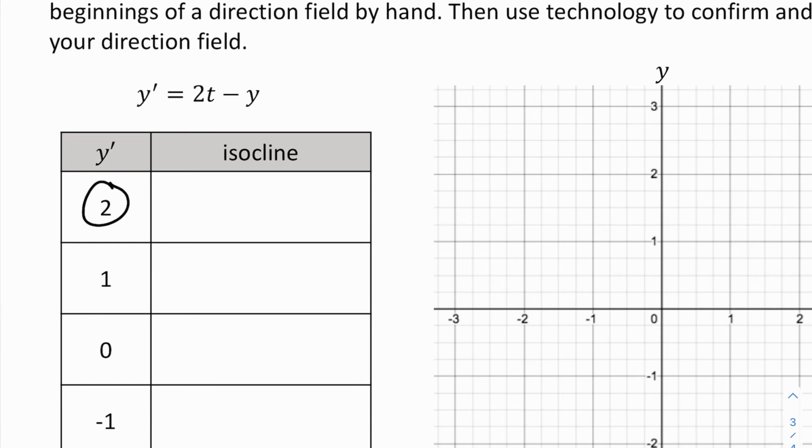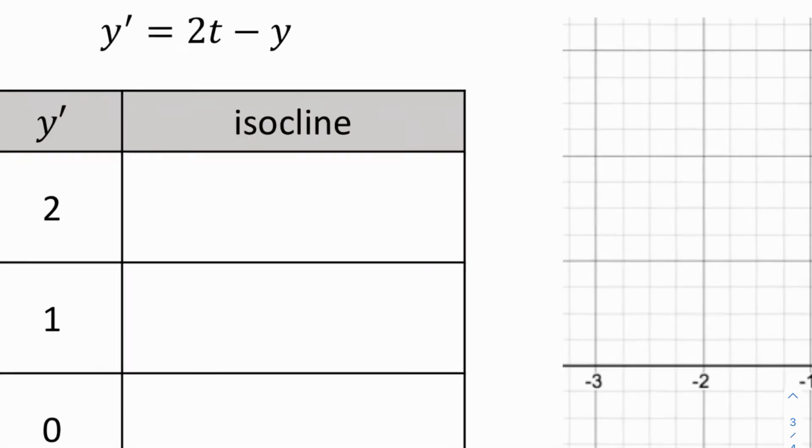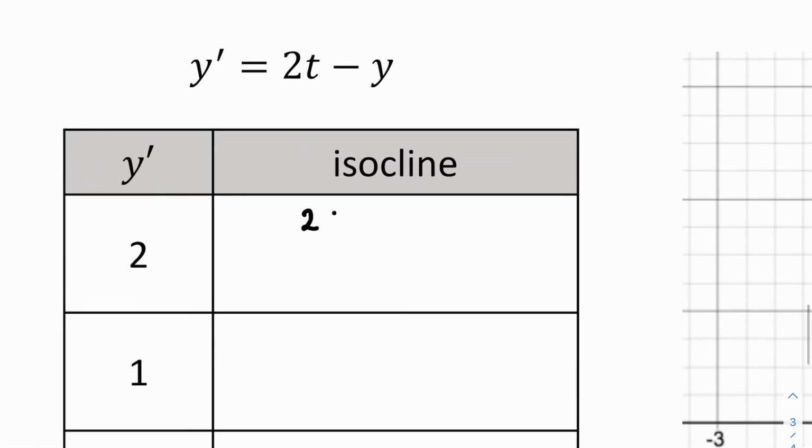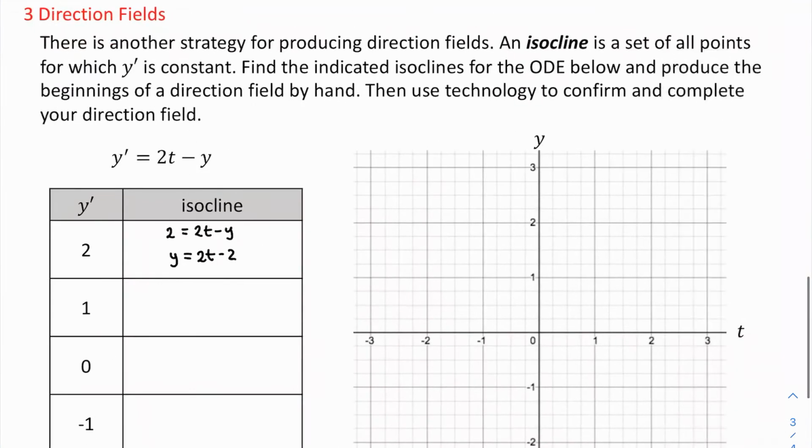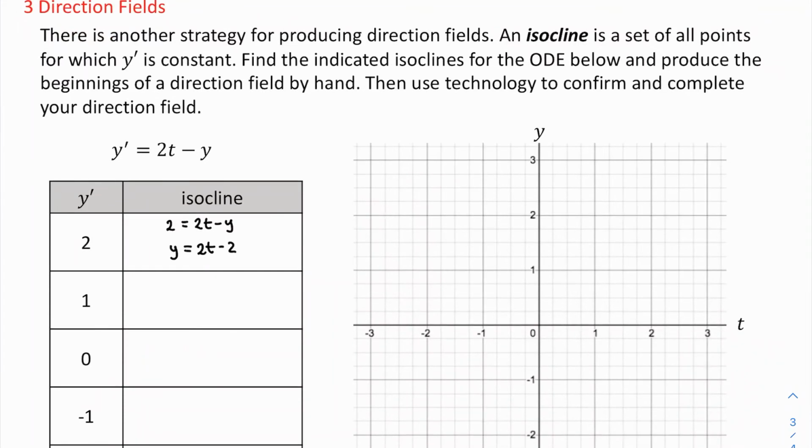So for example, if I say y prime is 2, then you simply change y prime to 2, and then you solve this. Oops, that should be a minus sign, not an equal sign. I'm going to solve it for y. So I'm going to add y to the other side, subtract 2 to the other side. So you get y is equal to 2t minus 2. So if you go back over here and you graph that, y equals 2t minus 2 is a line of slope 2, something like this. And it goes through negative 2.